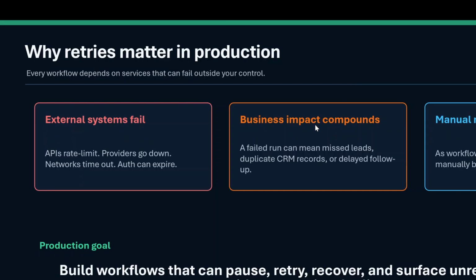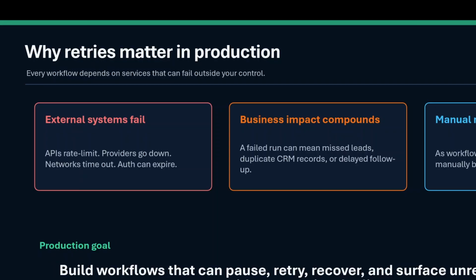Because a failed run can mean missed leads, duplicate CRM records, or delayed follow-up, which sometimes has a strong business impact. For example, each lead might lead to a $10,000 or $20,000 job. If they miss 10 of those leads, that can amount to a potential $200,000 of loss because the workflow wasn't built the right way. And that's why it's so important to learn this retry mechanism and have that in your N8N automation or any other similar platform, or even if you're building custom code, you've got to have this mechanism to recover from failures and retry again after a certain period of time.